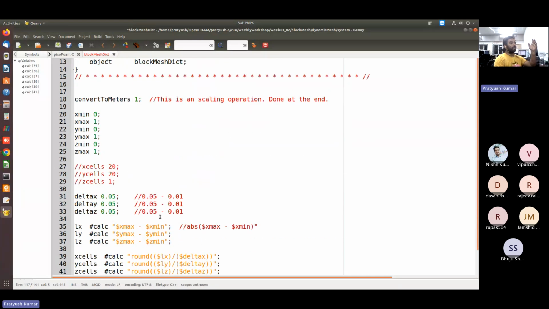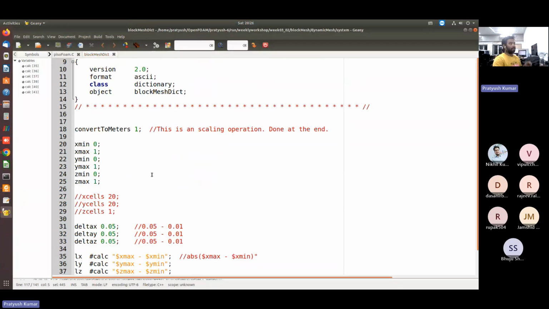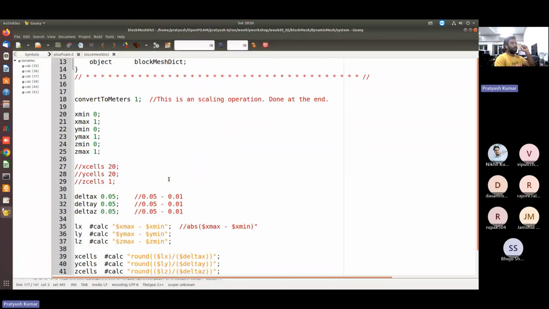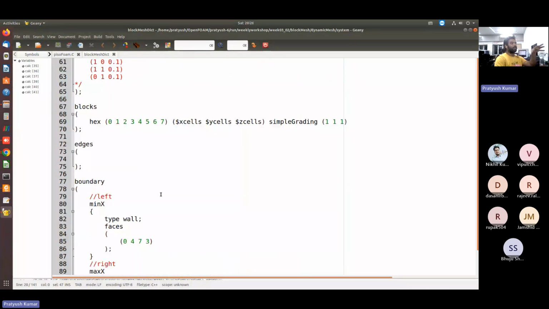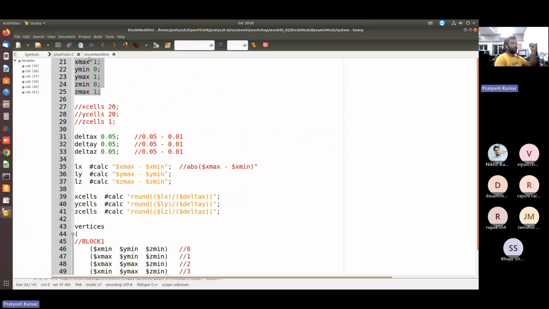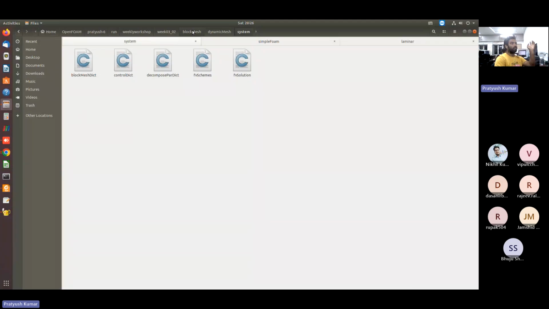So this way you can use dynamic meshing, and this is useful if you are doing a parametric study. In that case you only have to change x min, x max, y min, y max, and z min, z max. These values you only have to change based on your requirements. Other things you can keep constant if you are doing the parametric study. I'm not running this, and I'm not going to show it.